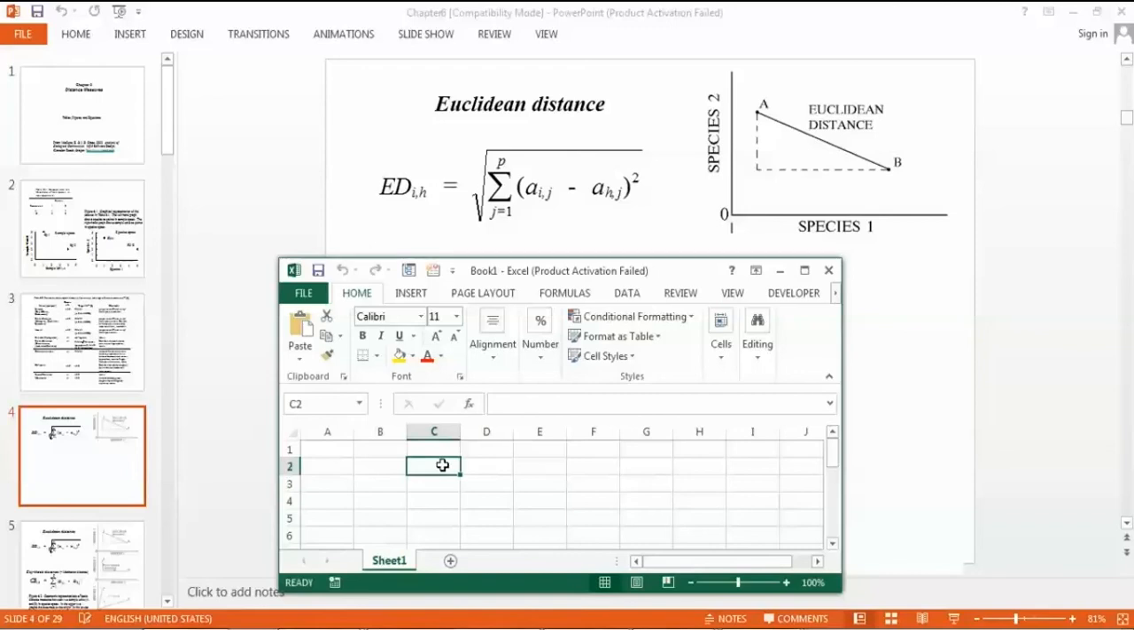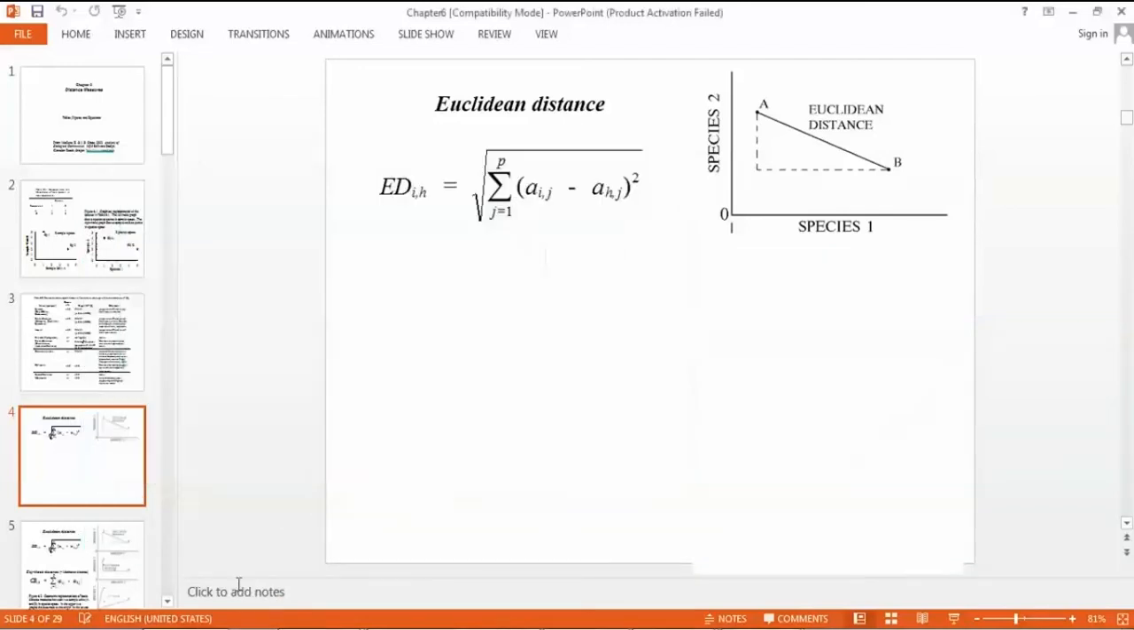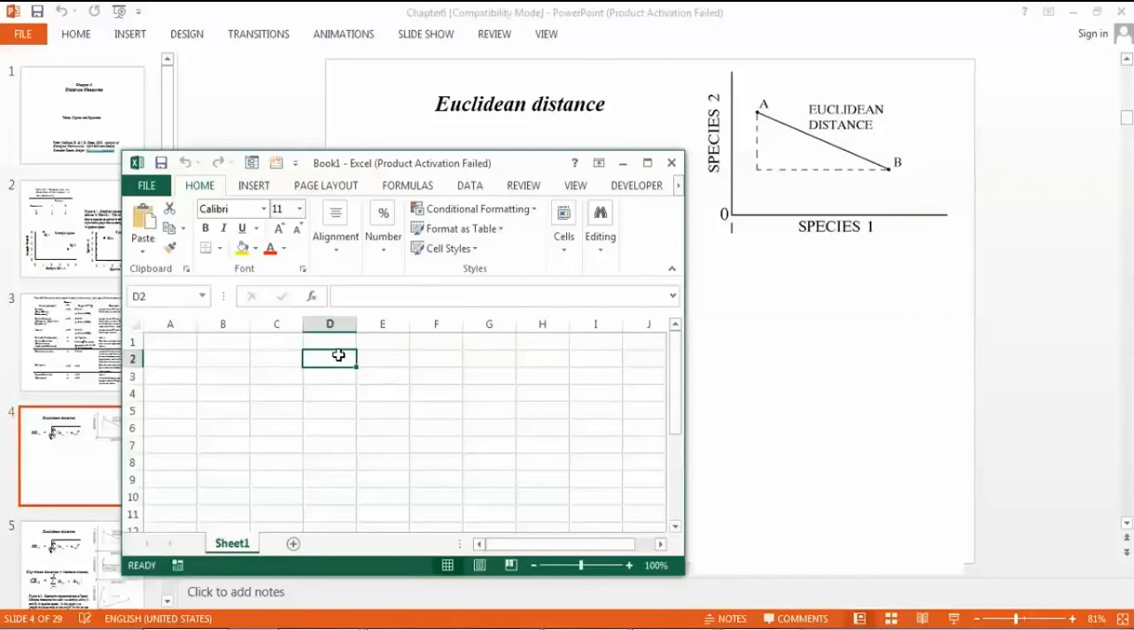So the objective of Euclidean distance is to calculate the distance from one coordinate to another. Let's say A coordinate is x and y, B coordinate and C coordinates. Here A: x is 1 and y is 3. B: x is 3 and y is 1. So we would like to calculate the distance between A and B. So how to do that?